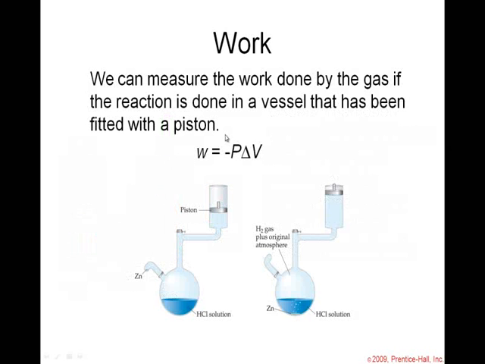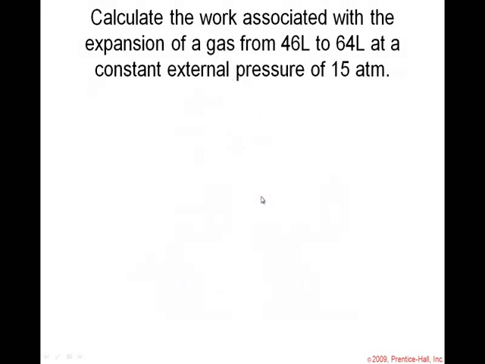So we can measure the work done by using a manometer, which is used to measure the pressure of a gas. If it has a piston on it, then we can actually measure the rise in the piston, which tells us the change in volume. And if we apply the pressure in the surroundings, we can calculate the work that's done. So let's take a look at this one. We want to calculate the work associated with the expansion of a gas from 46 liters to 64 at a constant external pressure of 15 atmospheres.